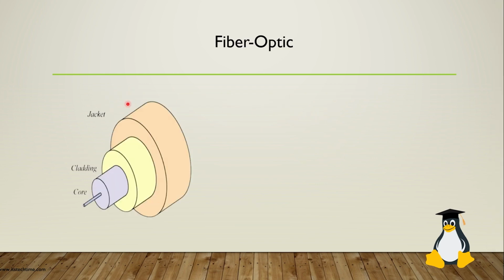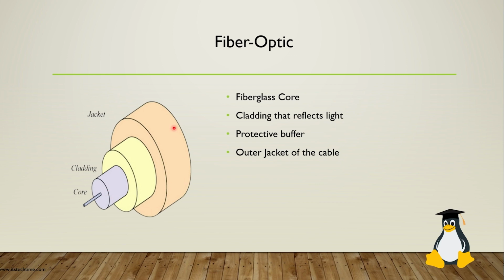So if you were to actually look at the breakdown of the fiber cable itself, you have the fiberglass core that actually transmits data in the form of light from one device to the other. And then the core is surrounded by a cladding that helps reflect the light. Then you have a protective buffer that surrounds the cladding and the fiberglass core and helps keep it from breaking. And then you have the outer jacket of the cable itself.